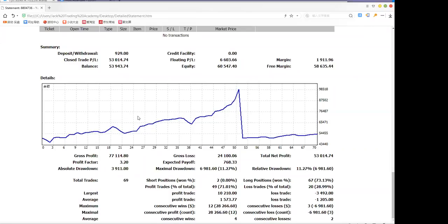Okay. So the winning ratio is 71%. And the largest profit trade is 10K. The largest loss trade is 3.4K. The average profit trade is 1,005, and average loss is 1,002.